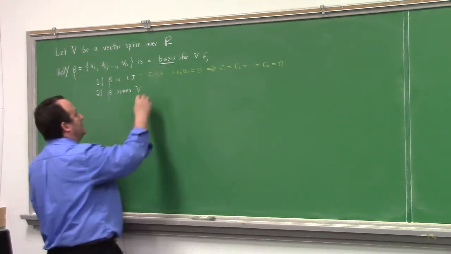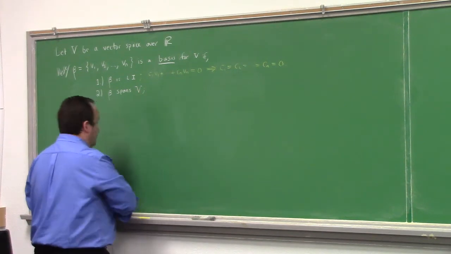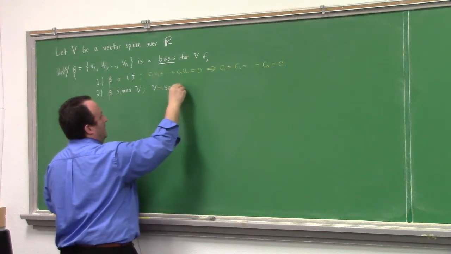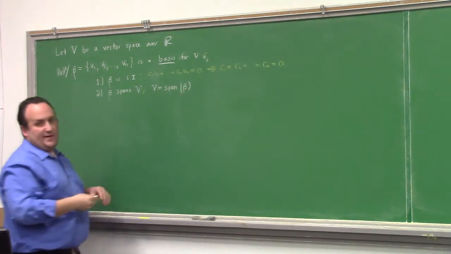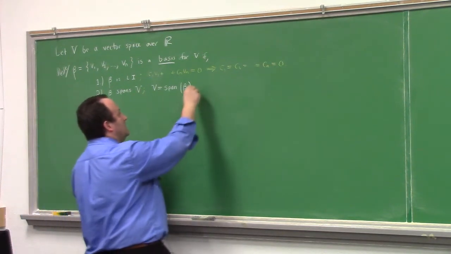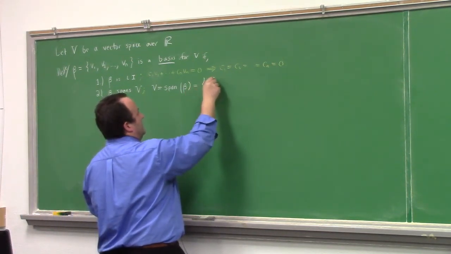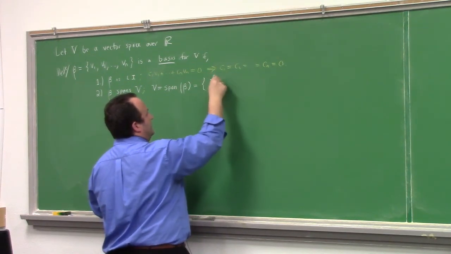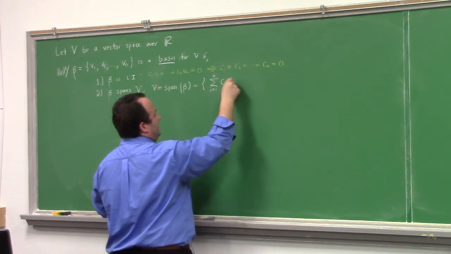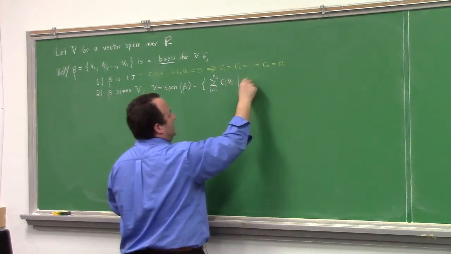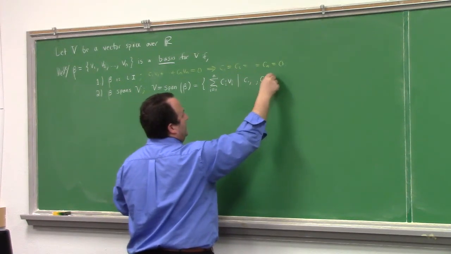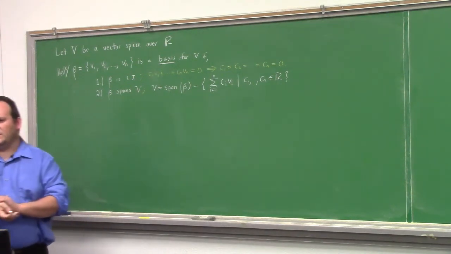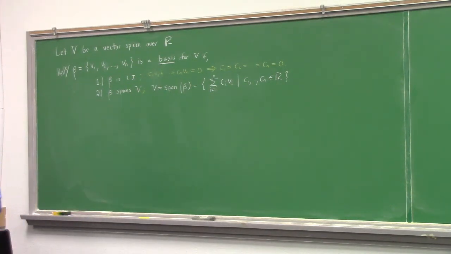Spans V, well, that means, for one thing, that V is equal to the span of beta, right? And span beta, what is that? That's the set of all linear combinations, right? It's the sum, let's say i equals 1 to n of Ci Vi, such that C1 through Cn are real numbers. We also sometimes say a basis is a generating set, right?